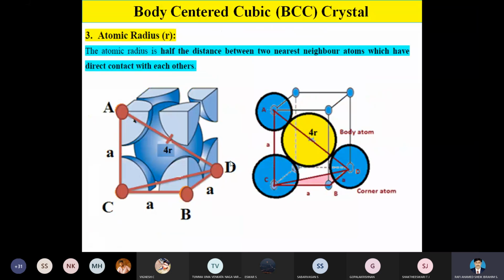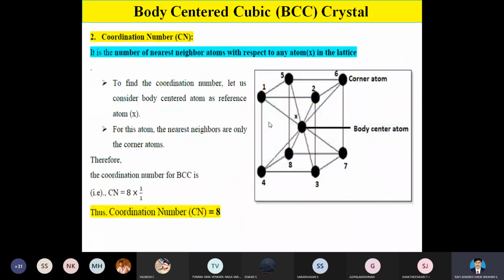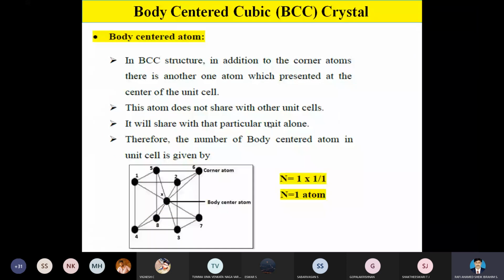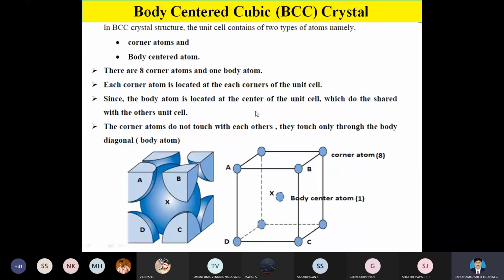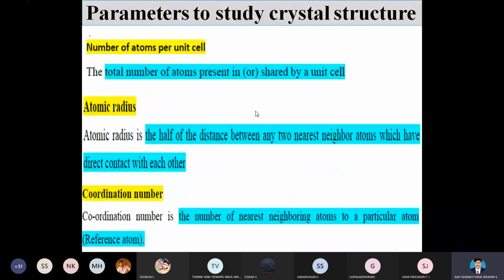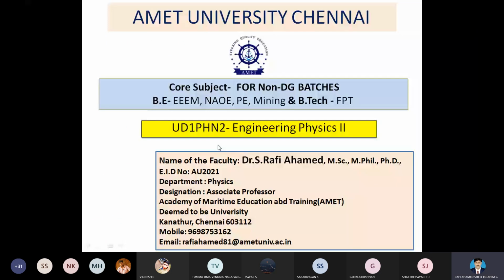From the BCC crystal structure, we have completed two crystal structures: one is simple cubic and another is body-centered cubic. So I would like to stop up to this. If you have any doubt, you can raise your doubt. Otherwise, we can go for attendance.